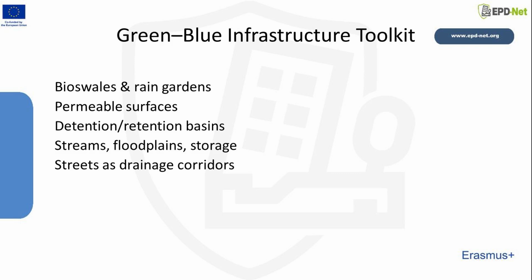Now we shift from assessment to action, the green-blue infrastructure toolkit. Think of interventions as mechanisms, not objects. Mechanisms include storing water temporarily, slowing flow, infiltrating where safe, and routing excess water along low-damage pathways. Toolbox elements include bioswales and rain gardens along streets, permeable pavements in appropriate contexts, detention and retention basins, restored floodplains, constructed wetlands, daylighted streams, and urban forests that intercept rainfall and improve soil structure over time.